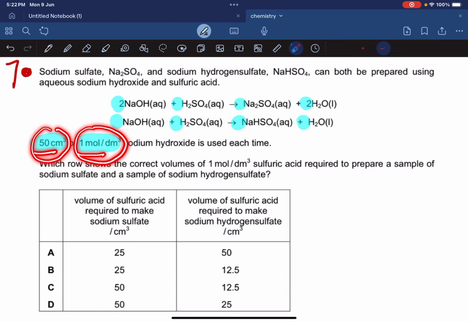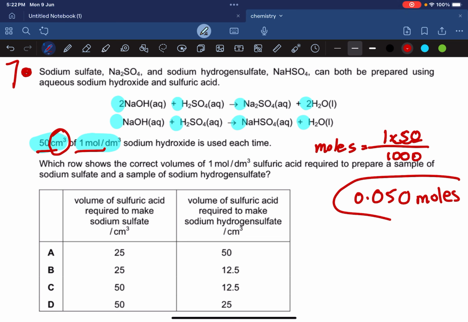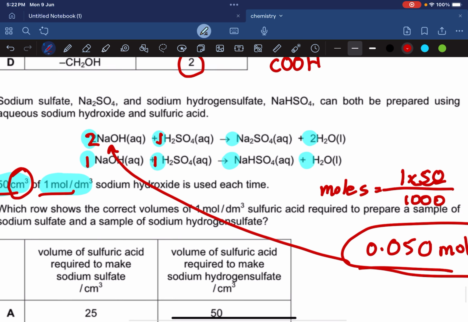So first let's find out the moles of sodium hydroxide. I know that my moles equal my concentration times my volume. So 1 times 50, but this 50 has to be divided by 1000 because we always have to take dm cube, and over here we have cm cube. So I get 0.050 moles. Okay, so these are my moles of sodium hydroxide. Over here the ratio is 2, 1, 1 and 1.